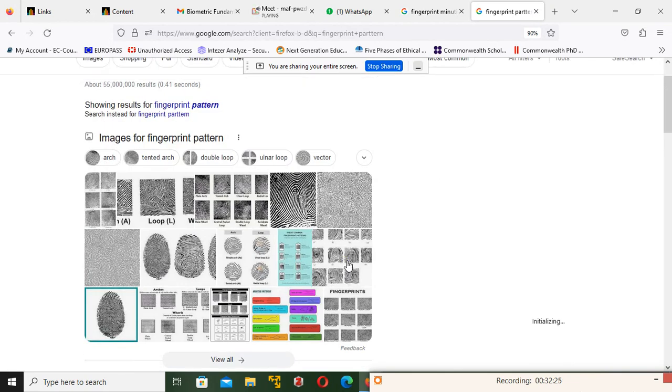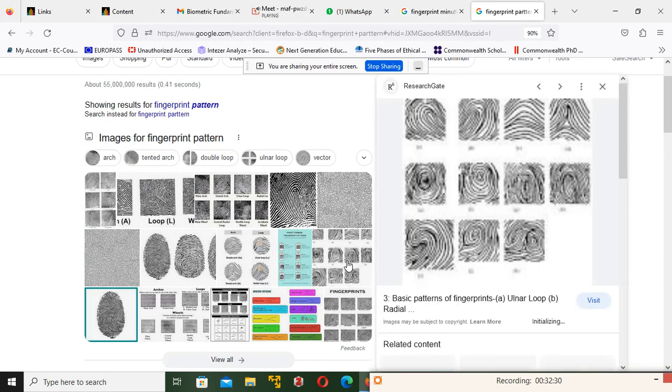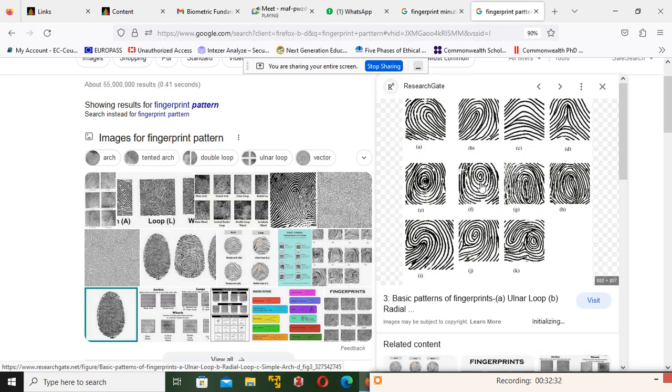Okay, let me pick this. Okay, good. Can you guys see on the screen? Yes, we can see. So when the fingerprint is being captured, the first analysis done by the system is to know whether it is a loop, a whorl, or an arch. We have four main types. We have an arch, we have a loop, we have a whorl, and then we have an accidental. Those are the four main types of fingerprint.